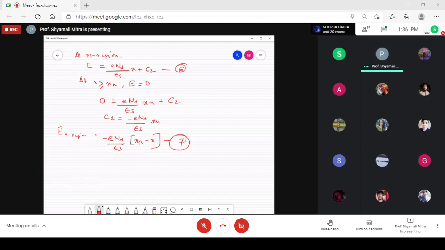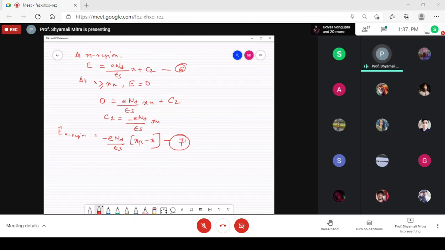Why are we taking E at x_n equal to 0? Ma'am, I am asking why we are assuming E is 0 at x greater than x_n. I can't hear you properly, please a little louder. Why is E 0 at x greater than or equal to x_n? Yes, ma'am.